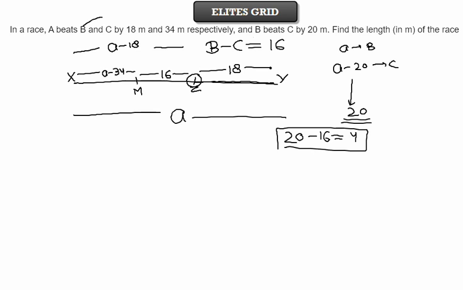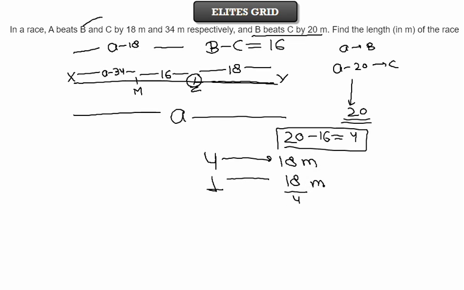That means when B will cover 18 meter distance, he will create an extra gap of 4 between B and C, because it's given in the question that B beats C by 20 meter. That means a 4 meter gap will be maintained when B will cover 18 meter distance. A gap of 1 will be maintained when B will cover 18 by 4 meter distance.